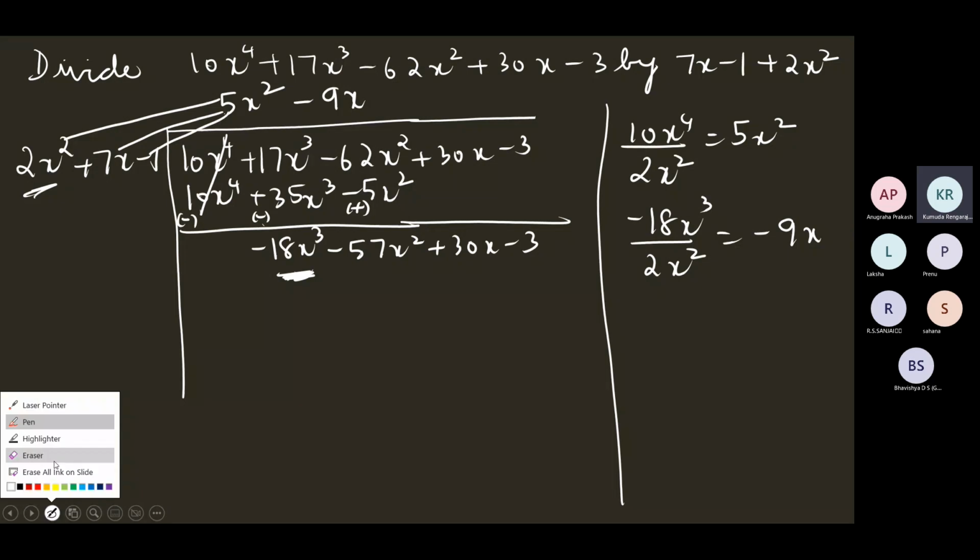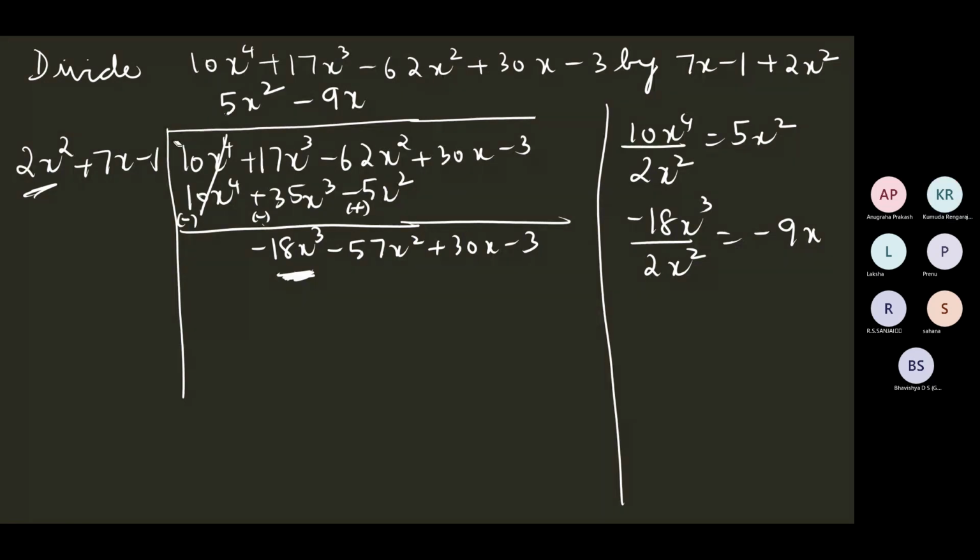Now multiply minus 9x with every term in the divisor. Multiply this with minus 9x, this with minus 9x, and this one also with minus 9x. Multiply every term by minus 9x. So minus 9x into 2x squared, minus 18x cubed. Minus 9x into plus 7x, so it will be minus 7 9s are 63x squared, and then plus 9x.